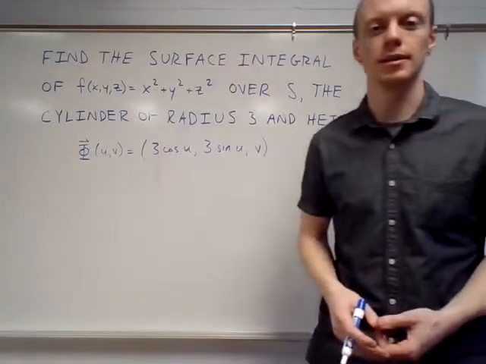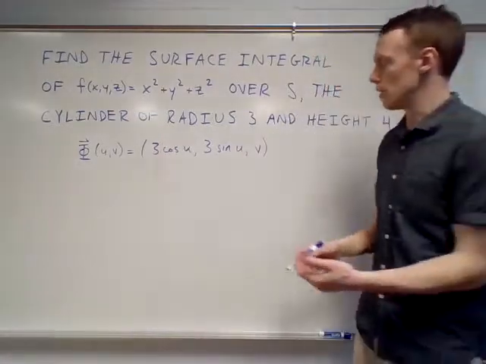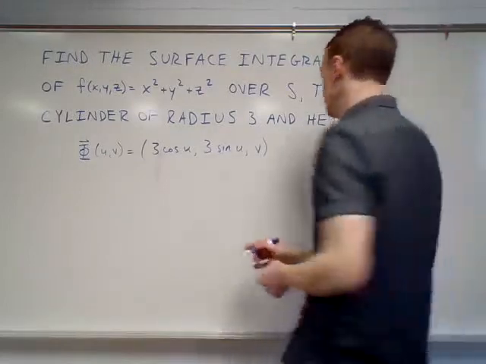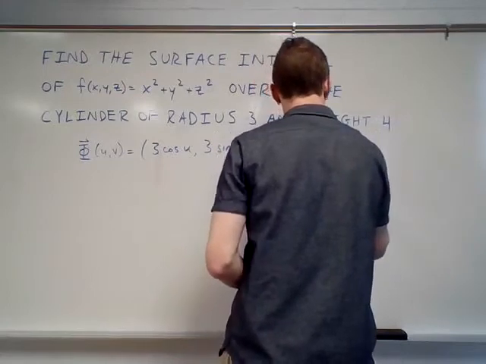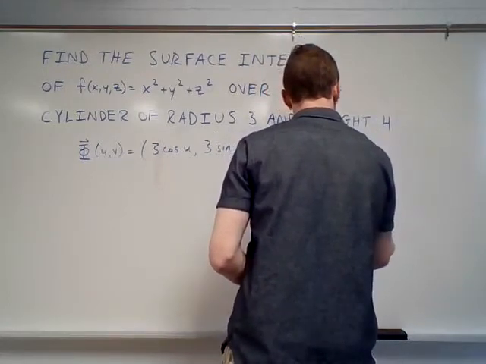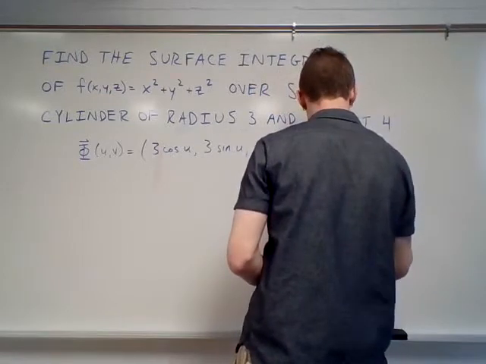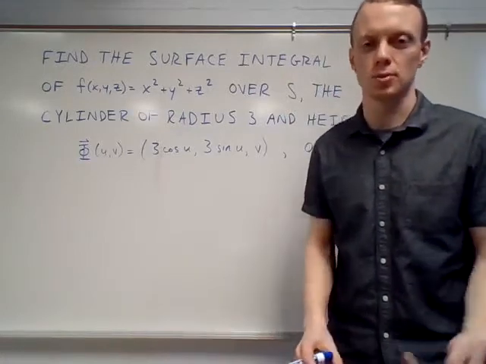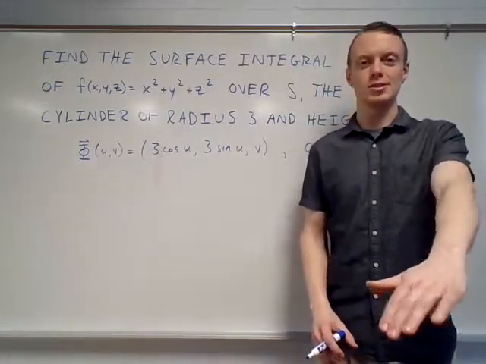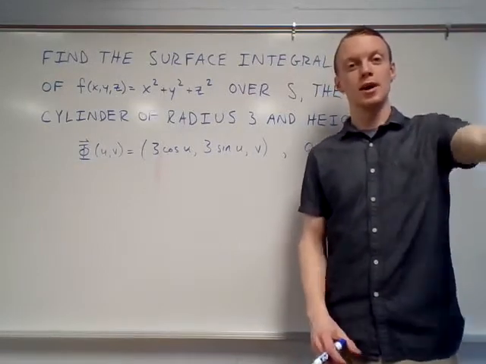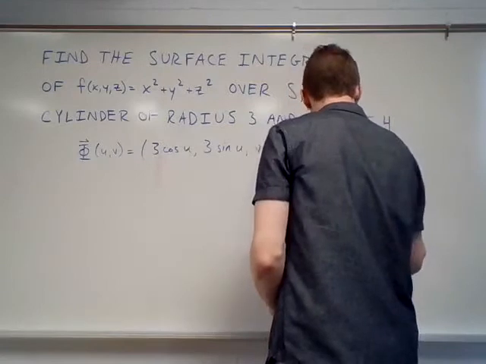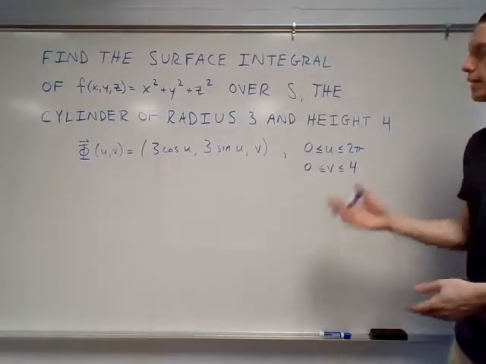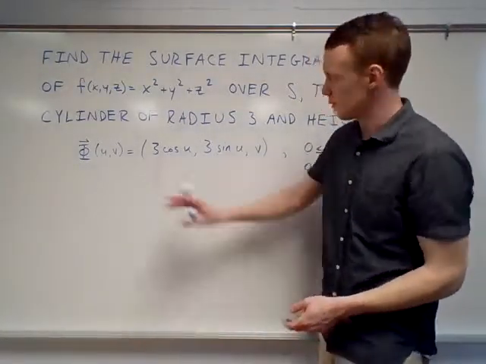Now the bounds on our variables u and v: we want to make one full trip around the circle, so u is going to go from 0 to 2 pi. And v is serving as the height of this cylinder, so we're starting in the xy plane, or height z equal to 0, and we're going up to height 4. So v is going to go from 0 to 4. We have our basic parameterization for the surface.